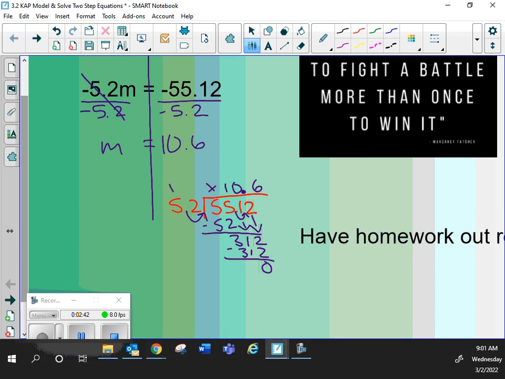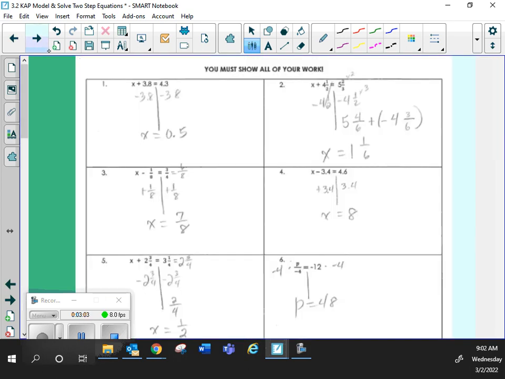What's the mathematical way of saying that? 10.6. Try to make sure y'all got it all. Okay, any questions on that? If you had to check the realisticness, if you did 10 something times negative 5 something, I should get negative 50 something, right? Okay, is it a reasonable answer? Yes, it is.